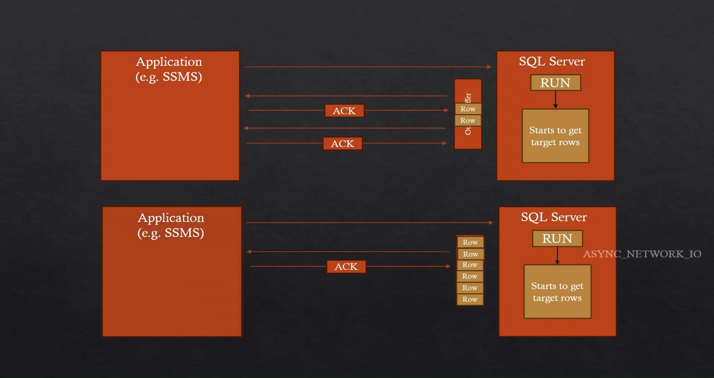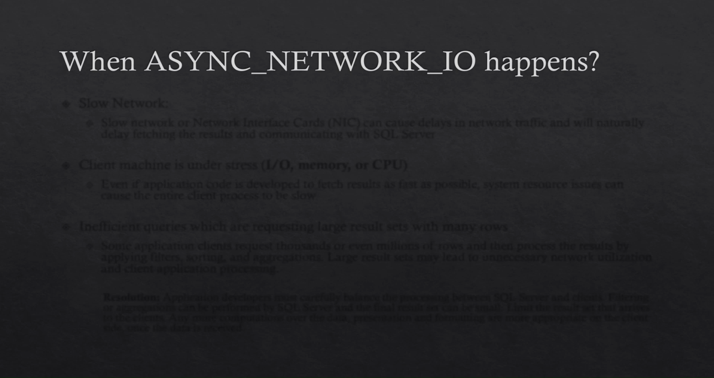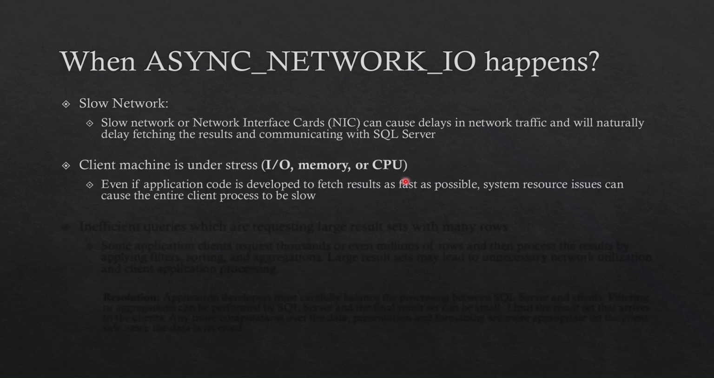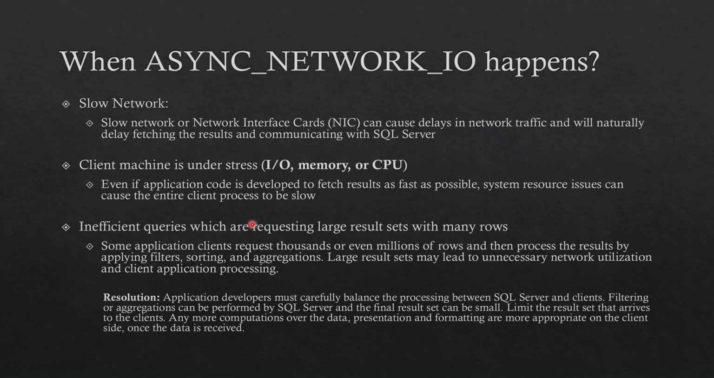So when async network IO happens, a slow network or network interface cards can cause delays in network traffic. Secondly, the client machine might be under stress with slow IO, high memory, or high CPU. Finally, inefficient queries. Some application clients request thousands or even millions of rows, then process the results by applying filters, sorting, or aggregations on the application side. A large result set might lead to unnecessary network utilization and client application processing.